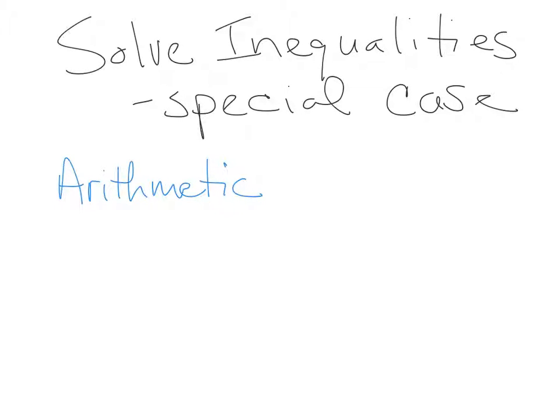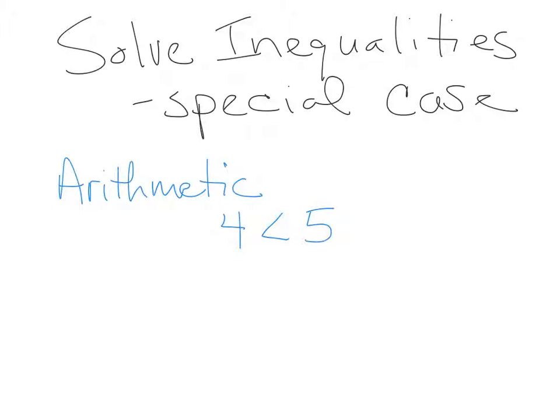There is a special case with solving inequalities that I want to make sure you're aware of. But before we address what it looks like in algebra, let's talk about what it looks like in arithmetic. So if I have the inequality that says 4 is less than 5, I think we all can agree that that is true because on a number line 4 is to the left of 5, which would make it smaller.